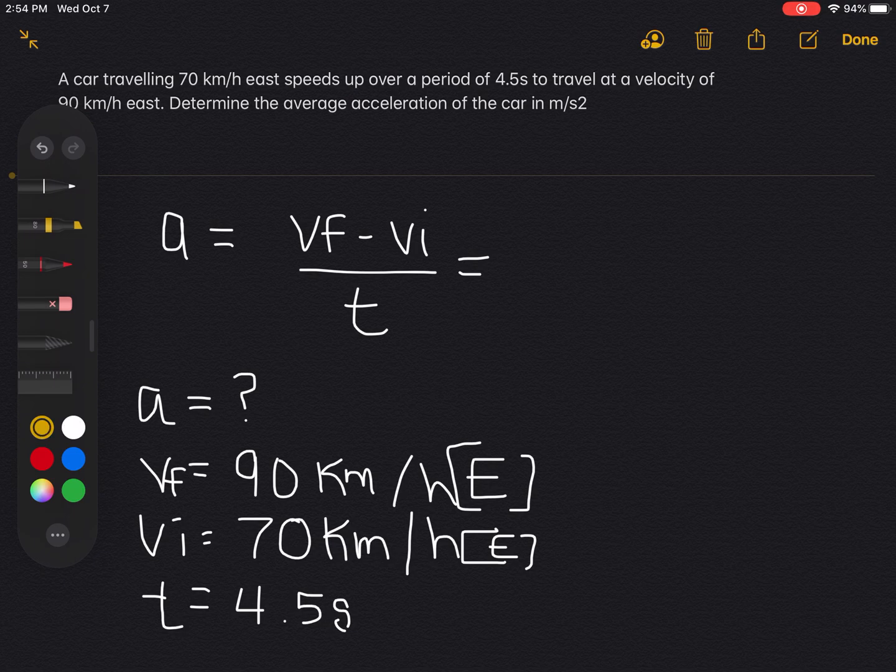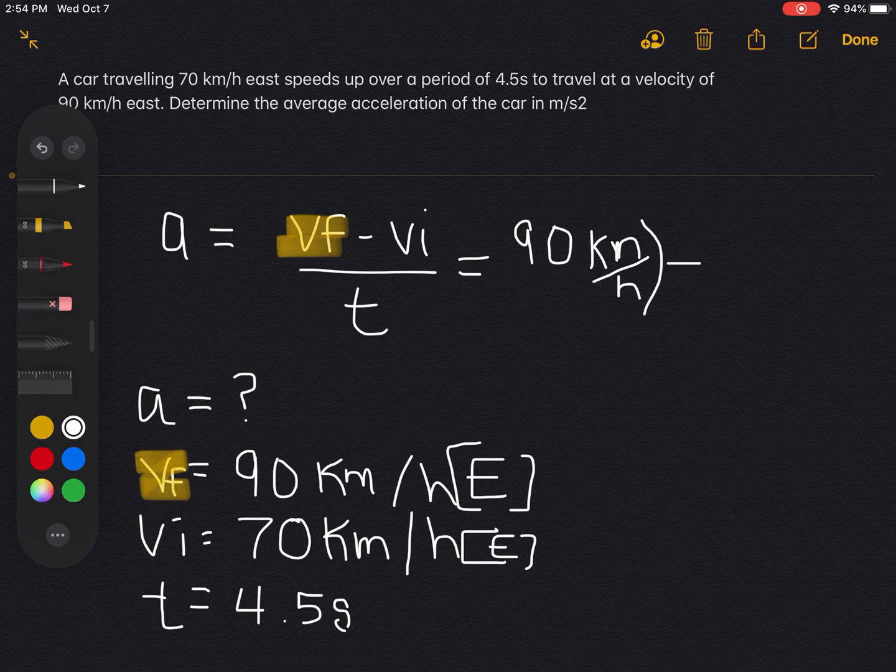So our first piece of information that we're going to plug in is our VF. And our VF is right here, which is 90 kilometers an hour. So we're going to write 90 kilometers per hour. That's minus, so it might be a good idea to put that in brackets. Something else before I move on is that this says east. So see how we've got east?